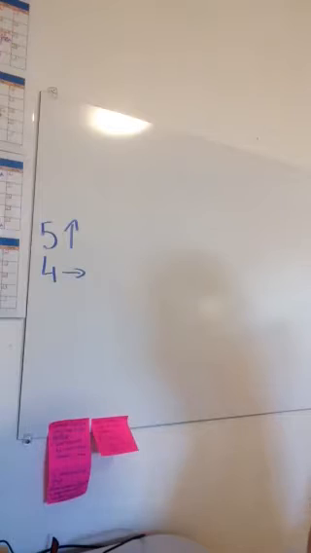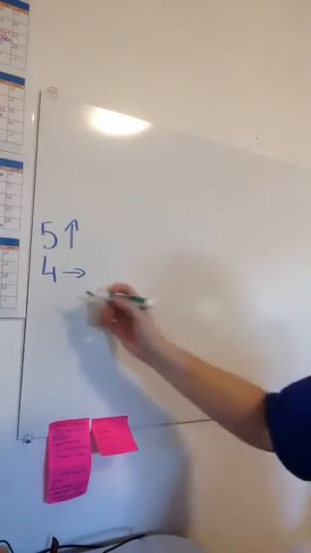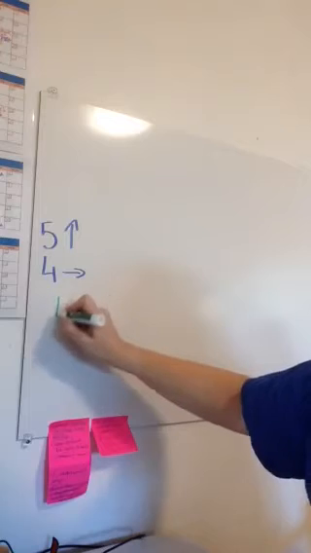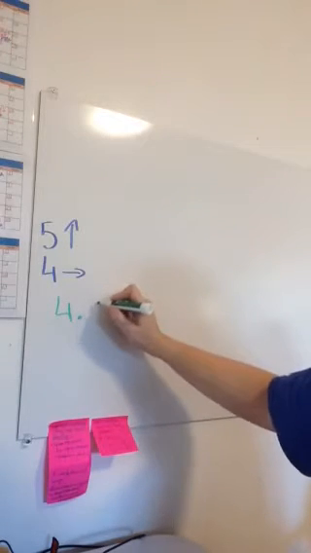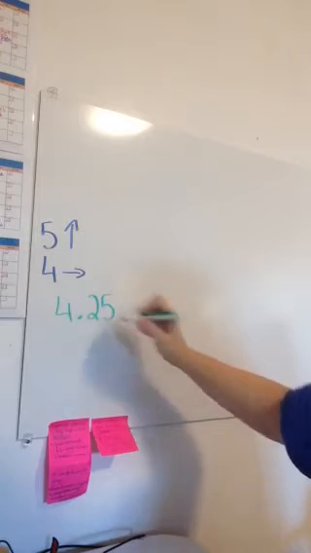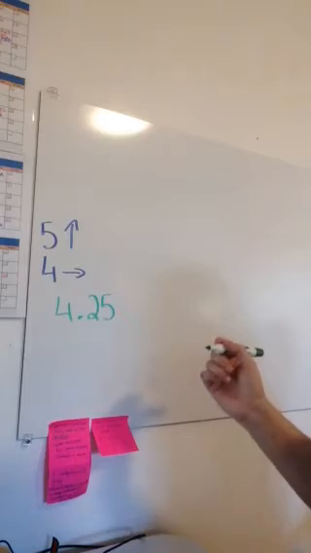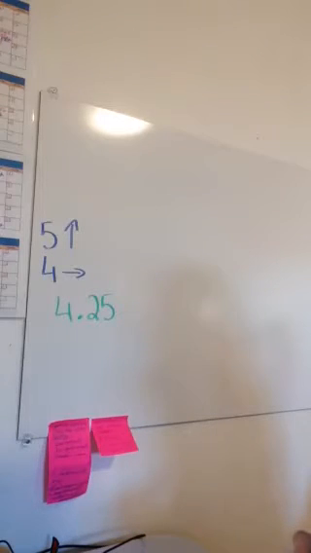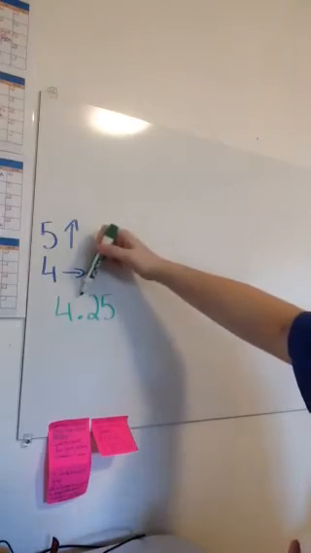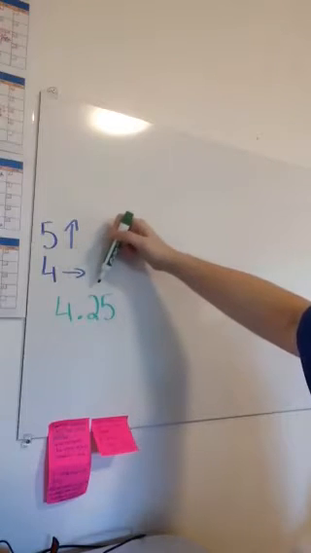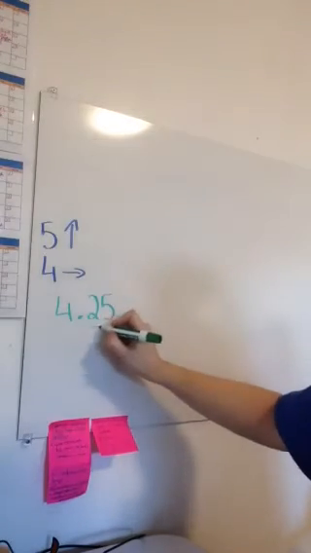I'm going to pick a number, I'm going to do 4 and 25/100. If I do this and I tell you, I need you to round to the tenths place, you need to know what digit is in the tenths place. You're going to look at your decimal point, and go tenths. That's the first one.